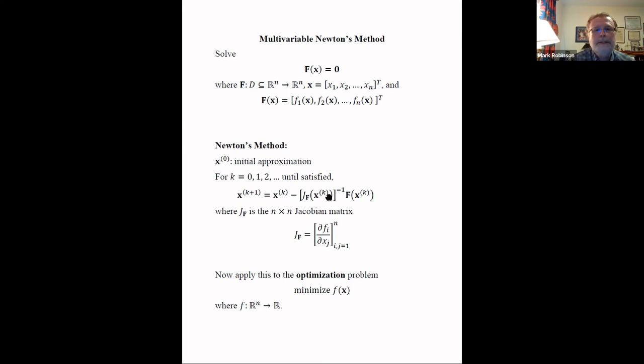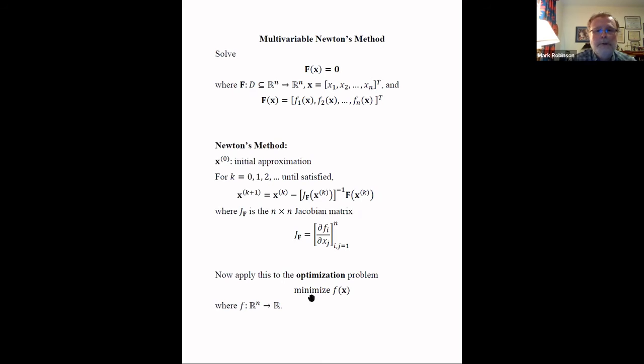Okay, so you can clearly see here that if n is equal to 1, this whole thing collapses back down into the Newton's method that one learns in Calculus 1. All right, so this is the multivariable Newton's method for the root finding problem. Let's now look at the corresponding optimization problem and what the method looks like there.